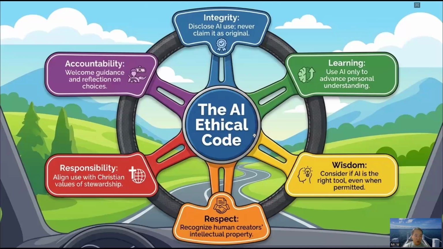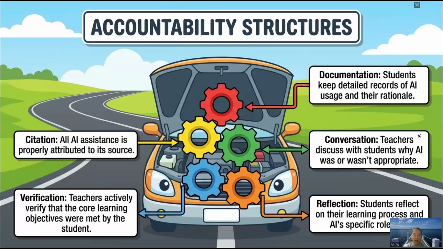The AI ethical codes here are accountability, integrity, learning, wisdom, respect, and responsibility. These are all things that, for me also as a believer, align with Christian values of stewardship: that we are to use wisdom and use it for the good of mankind, not for personal selfish ambition, but for the betterment of society as a whole. There are a lot of AI ethical codes you can use, but these are things you can set up, saying these are the codes we adhere to as a school.